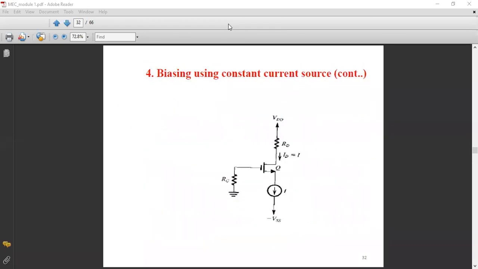Now take down the circuit diagram. This is a circuit of biasing using a constant current source. We have a drain resistance RD and RG like the previous case. The difference is that in the previous case, RG was acting as a feedback resistance between the drain and gate, but here RG is connected to ground. Instead of having a feedback between drain and gate, the gate resistance is directly grounded. One end of the gate resistance is connected to the gate and the other is grounded. In the previous case, you connected RG between the drain and gate, but here it is directly grounded.